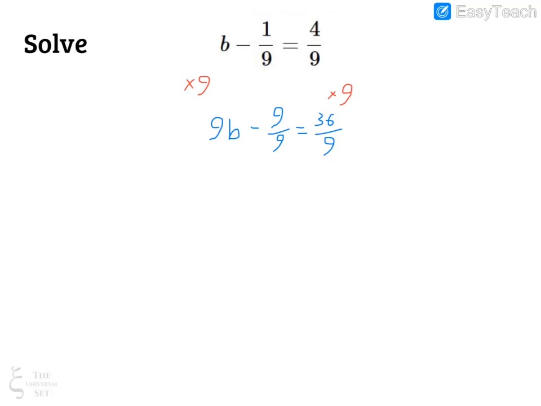Right, now the reason we did this multiplying by 9 was so we could get rid of these fractiony bits, and at the moment they still look like fractions, so let's think about how we can simplify this. So this 9/9, well, 9/9 is obviously just the same as 1, isn't it? How about 36/9? Well, if I've got 36/9, that's going to be enough to make 4 wholes. It's the same as 4, and I've still got this 9b out in front.